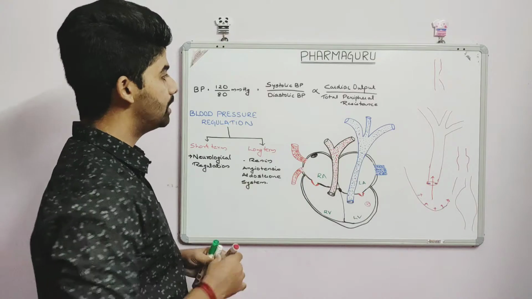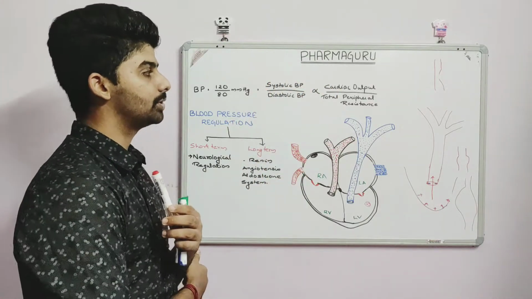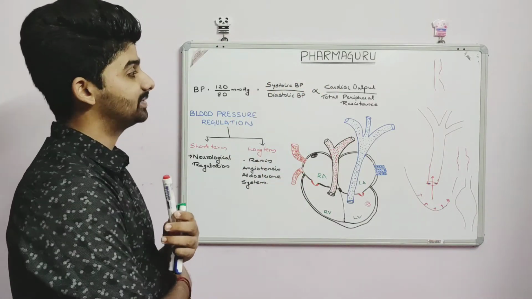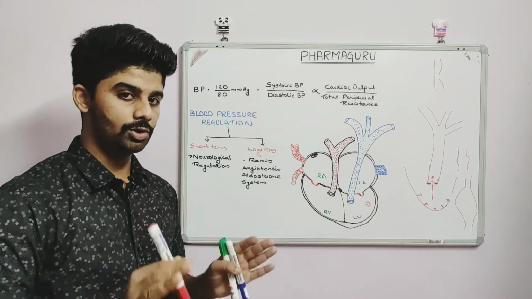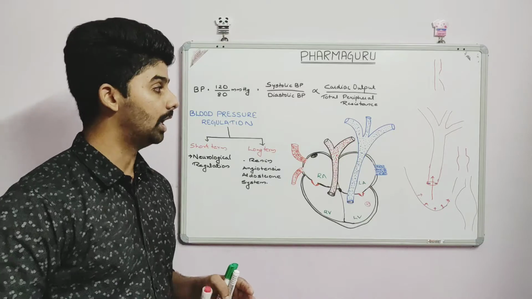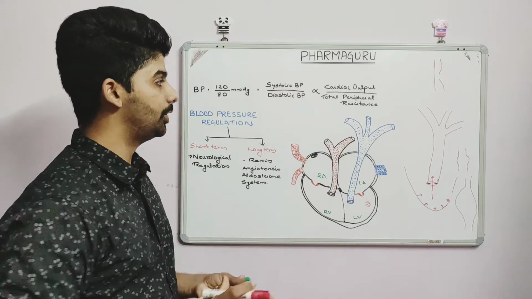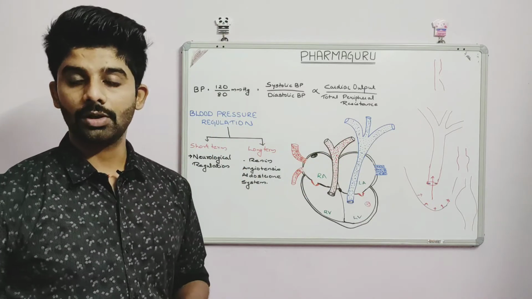So this is how the systolic blood pressure is connected to the cardiac output, whereas the diastolic blood pressure is connected to the total peripheral resistance. So that was the basic that we should know. Okay, I hope you have understood. This was the basic that we should know in order to understand blood pressure regulation.